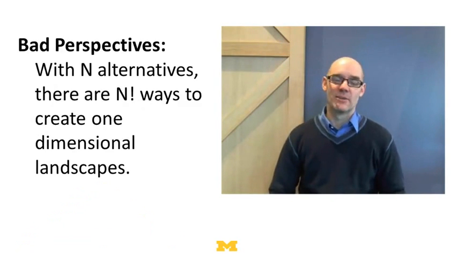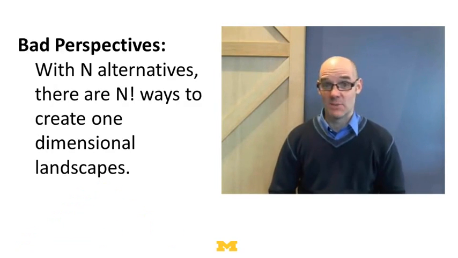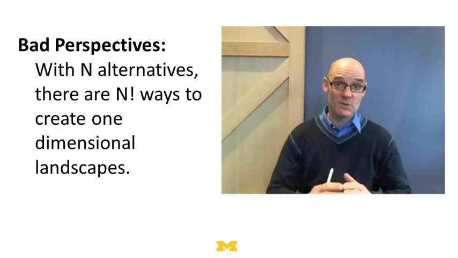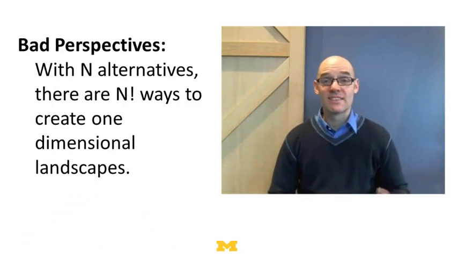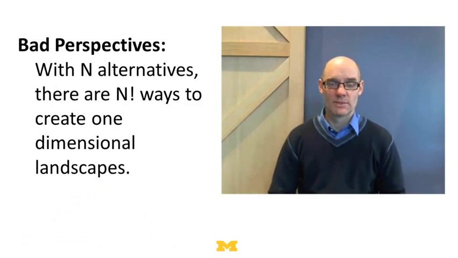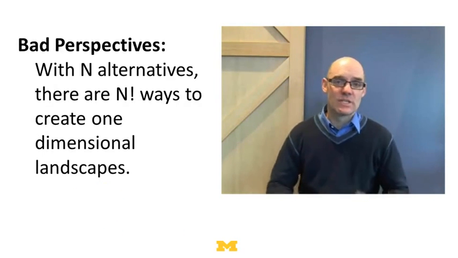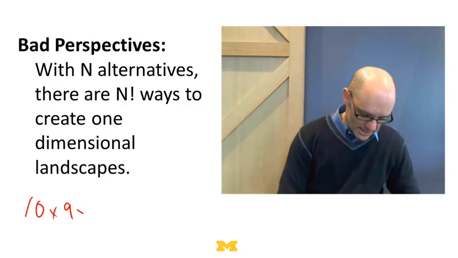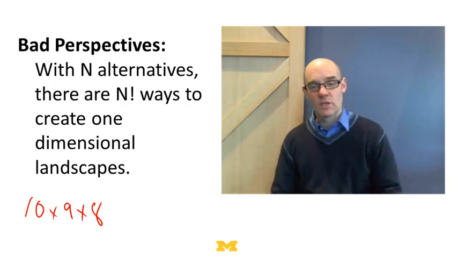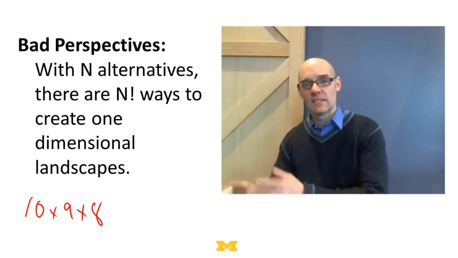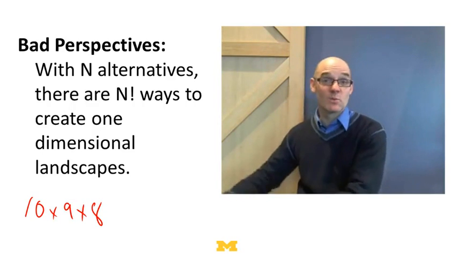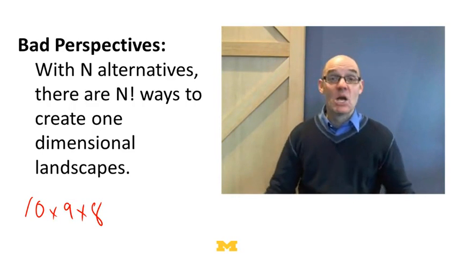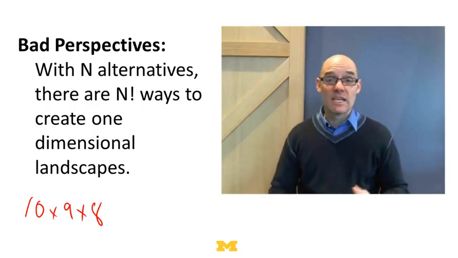Here's the flip side, though. There's a ton of bad perspectives. So just like there's these Mount Fuji perspectives, there's also lots and lots of horrible ways to look at problems. Think about it. Suppose I have just 10 alternatives, and I want to think about all the different ways I could put them in a line. Well, there's 10 things I could put first, 9 things I could put second, 8 things I could put third, and so on. So there's 10 times 9 times 8 times 7 times 6 times 5 times 4 times 3 times 2 times 1 perspectives.